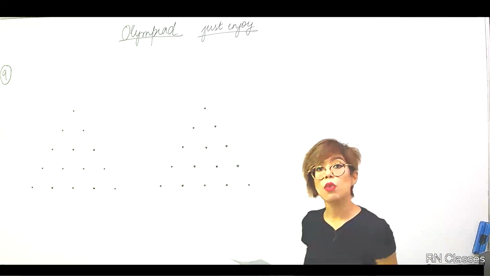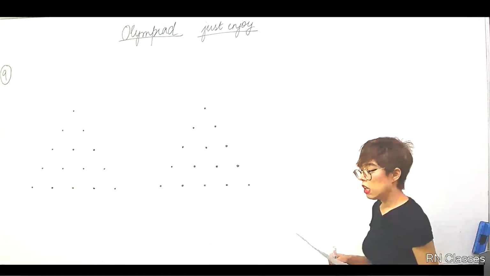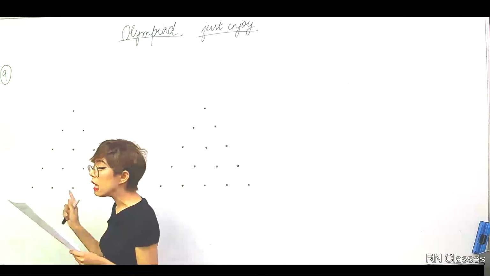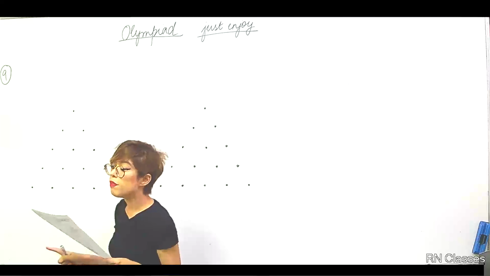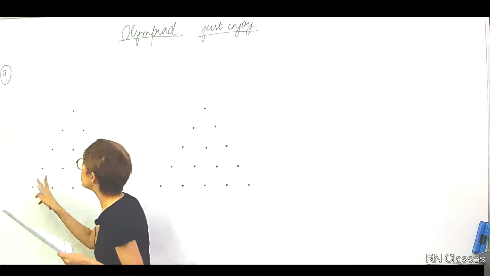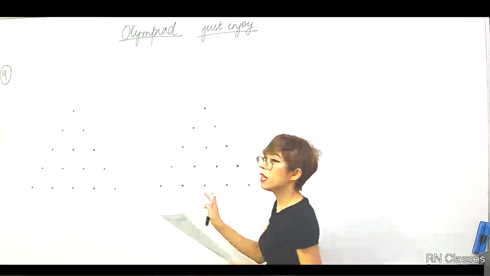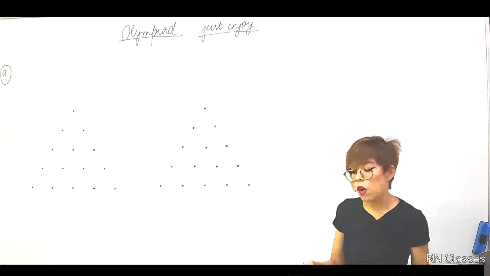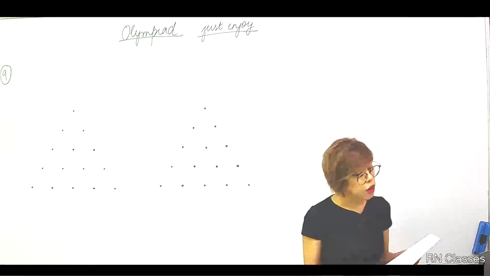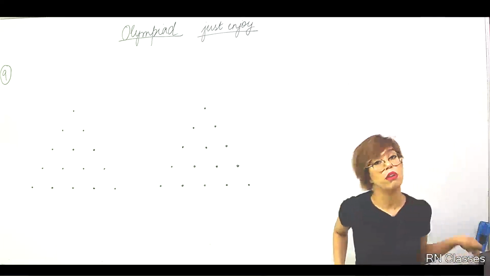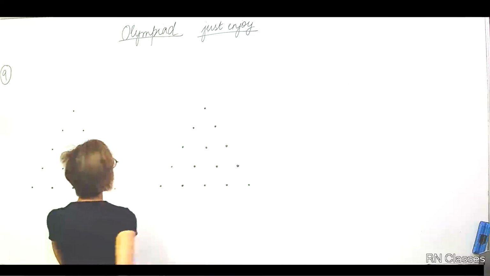Right. So now we'll do question number 9. He says, in the following array of points, how many equilateral triangles can be formed whose vertices are the points in the array? Right. So this is my array. I have made two copies because I need them. Now I need to find the number of equilateral triangles. Okay. Let's start looking for them.